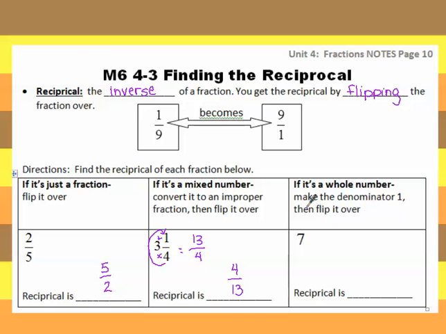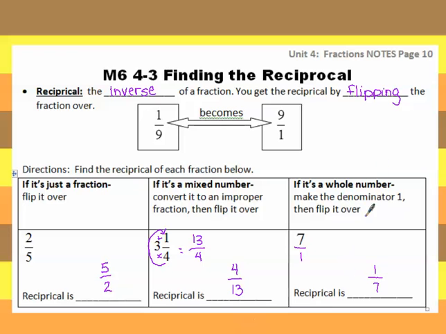The last one, it says if it's a whole number, make the denominator 1 and then flip it over. Remember, when there's a whole number all by itself, he's lonely, you give him that denominator of 1. Remember, 1 is the loneliest number. So 1 has to go underneath lonely whole numbers. And then I do the reciprocal, which is 1/7.